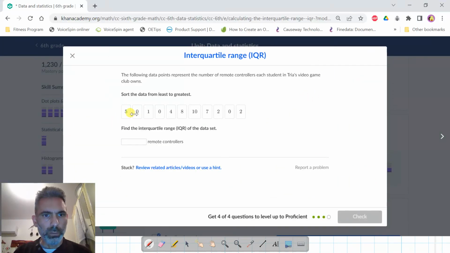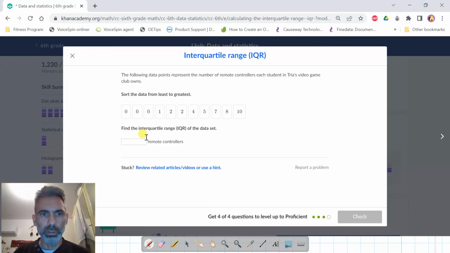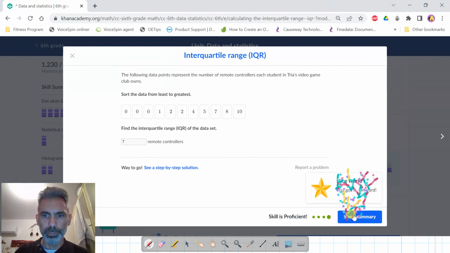So let's arrange the data from lowest to greatest. So we have the zeros, and then we have the 1, and the 2s, and we have 4 here, and 5, and 7, and 8, and 10. And the IQR is 7. Good.